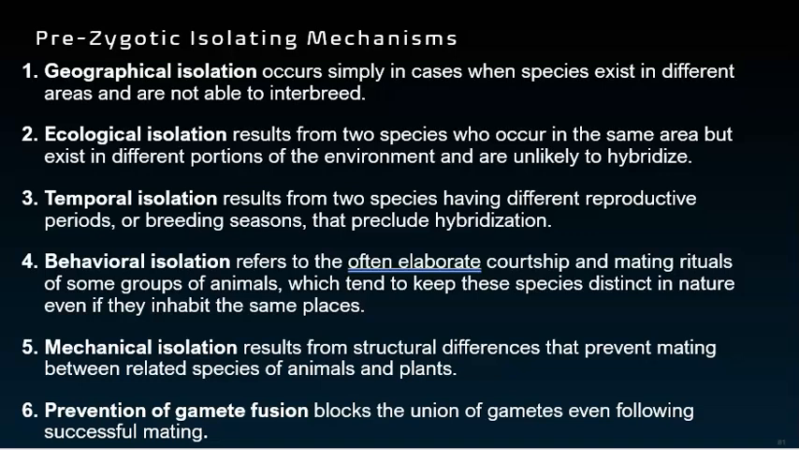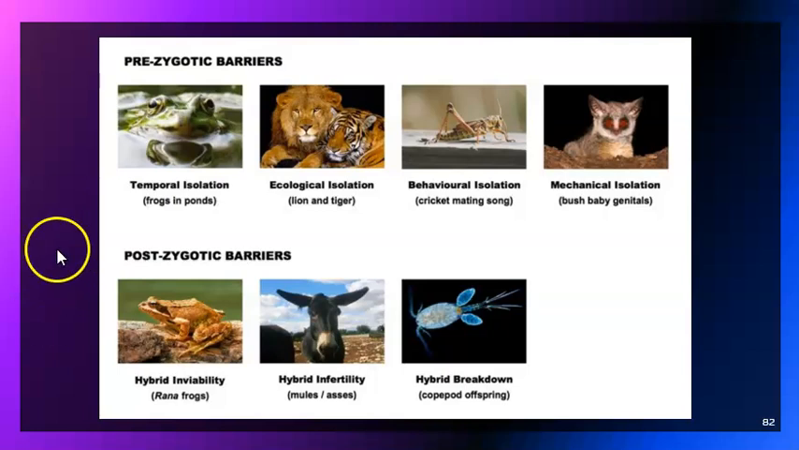And here are some of the examples that we went over. So we talked about how even though these same frogs are in the same pond and could possibly mate together, because of temporal isolation, they have different breeding periods. So they're not ready to breed at the same time as each other, so they won't. And that means we've got some reproductive isolation occurring because of that breeding timeline. It's temporal. Then there's ecological isolation, like the lion and tiger. They could reach each other if they wanted to, but they'd have to leave their habitats that they like. We also have behavioral isolation, which is like the cricket mating song.